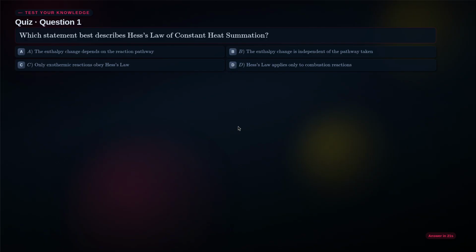The correct answer is B. Hess's law states that the total enthalpy change for a chemical reaction is the same, regardless of the number of steps or the pathway taken, because enthalpy is a state function. It applies to all chemical reactions, both exothermic and endothermic.